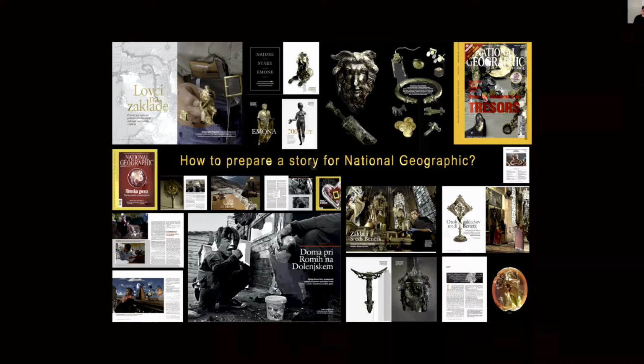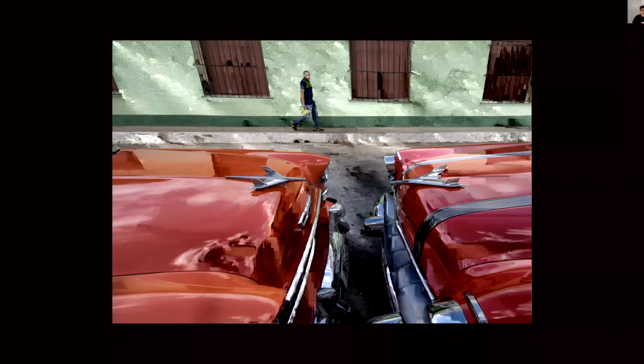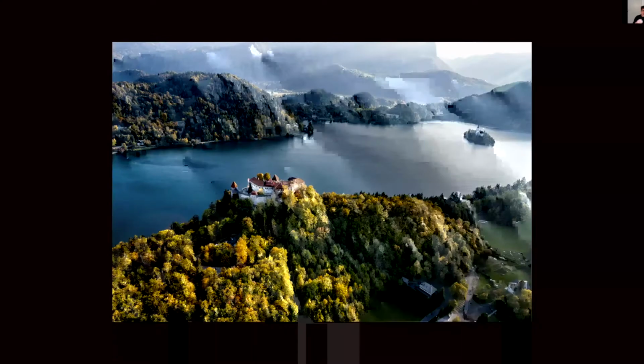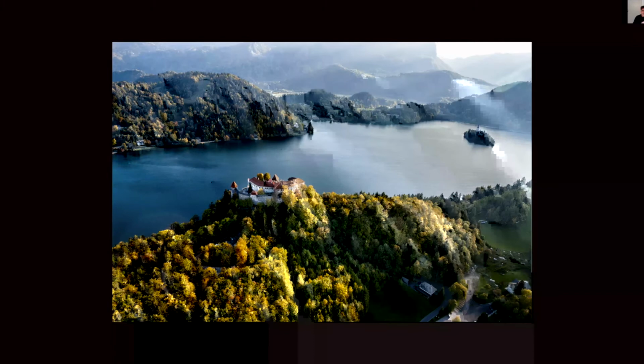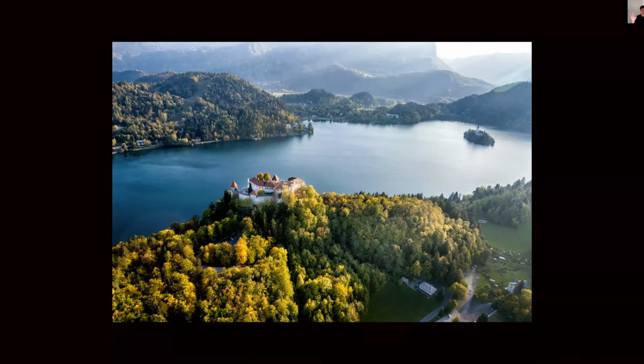For Better Moments, actually, we are doing two workshops together, one in Cuba and one in Slovenia. This photo is from our last workshop when we went with the clients of Better Moments. And Slovenia, as Laura said, will be in April next year, hopefully.